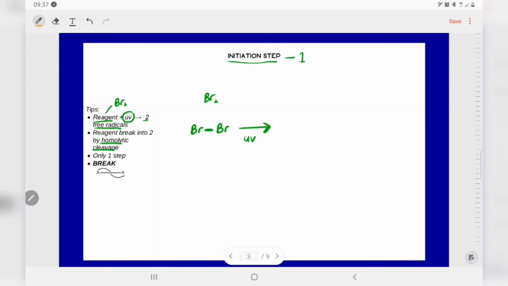Now the 2 Br have the same electronegativity, so they will break. The 2 electrons are in 1 bond, so 1 electron moves to the Br on the right, and 1 electron will move to the Br on the left. We have 2 Br that have been separated, each with 1 electron. This is called free radicals. These free radicals will be the key in the propagation step.